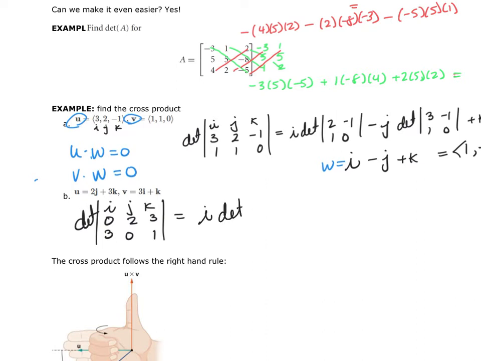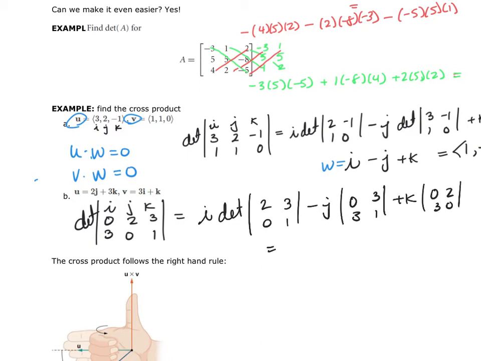times the determinant of the smaller 2, 3, 0, 1, minus J times the smaller 0, 3, 3, 1, and then plus K, and that would be 0, 2, 3, and 0. And when I get done with this, I end up with a vector that is 2I plus 9K minus 6J. So in other words, 2, 9, and negative 6. So that is the cross product.